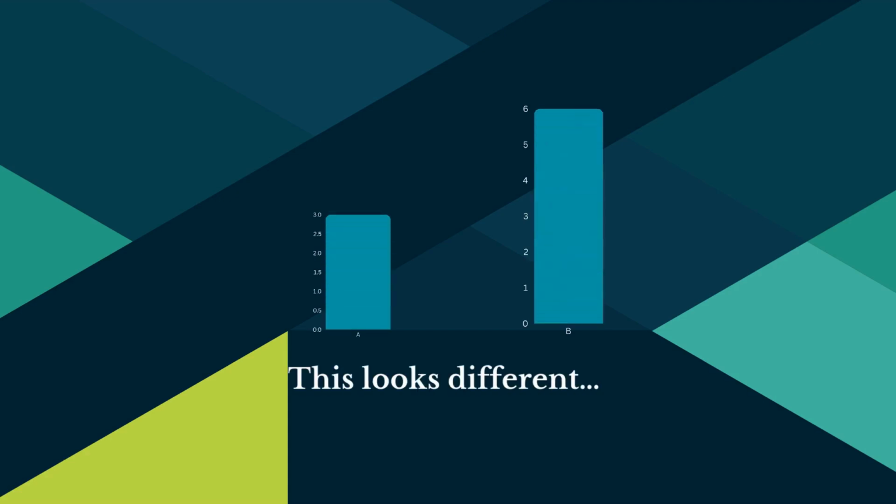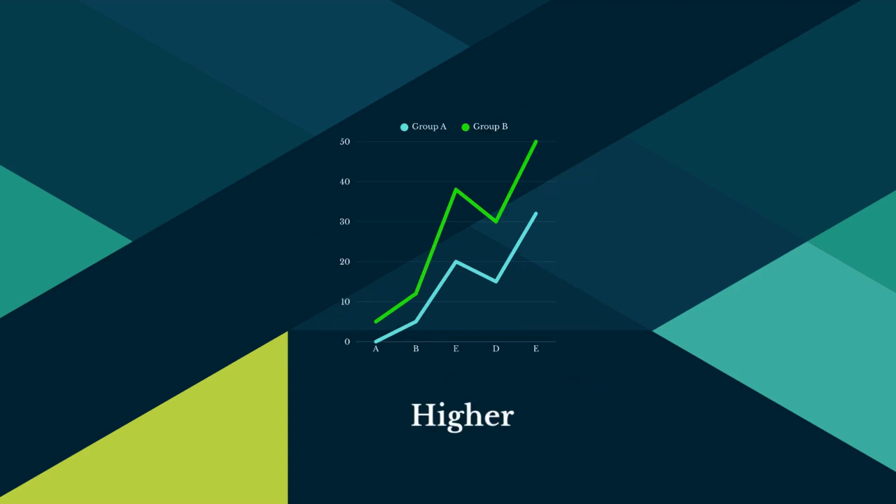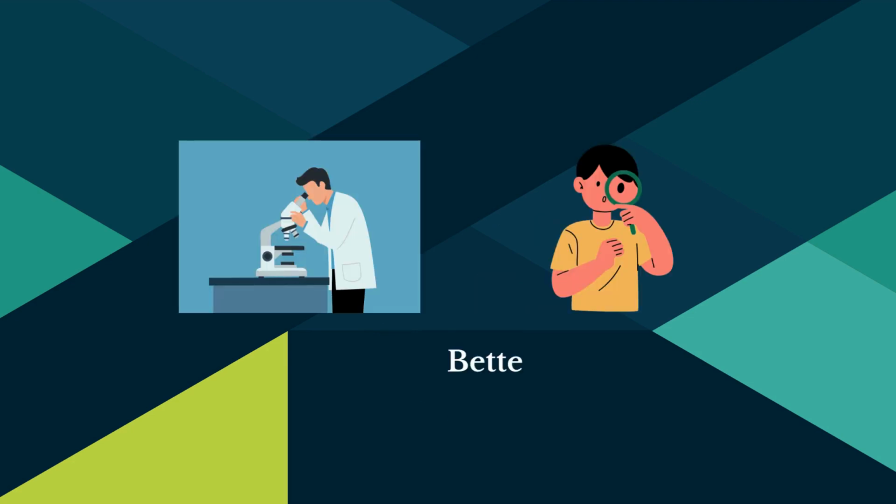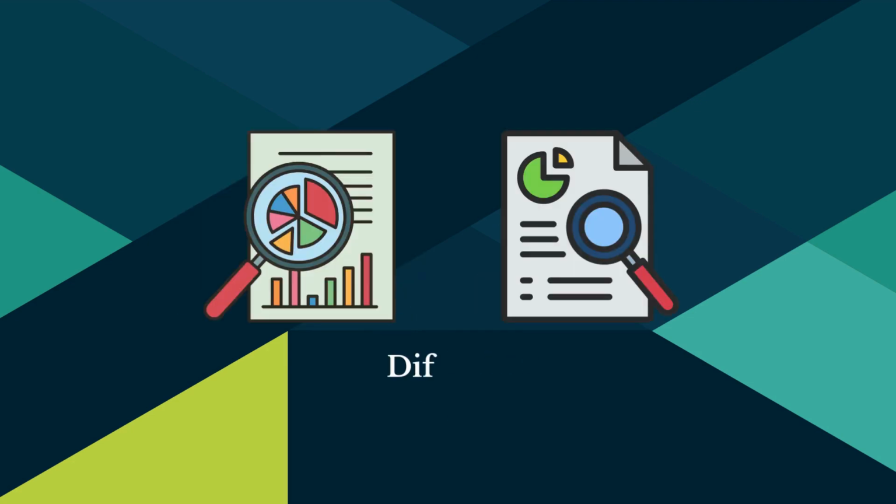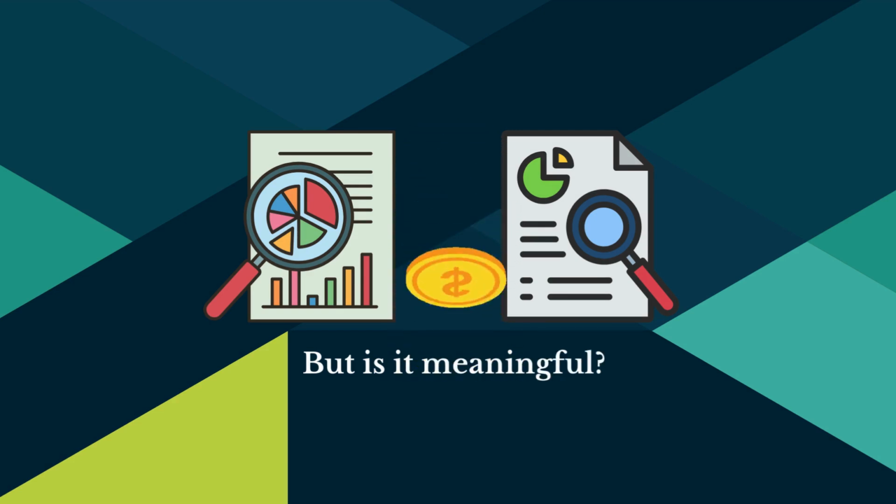Sometimes data seems to show a clear pattern. One group looks higher than the other. One method looks better than the other. One result looks different than the other. But here's the problem. Not every visible difference is meaningful. Some differences happen just by chance.